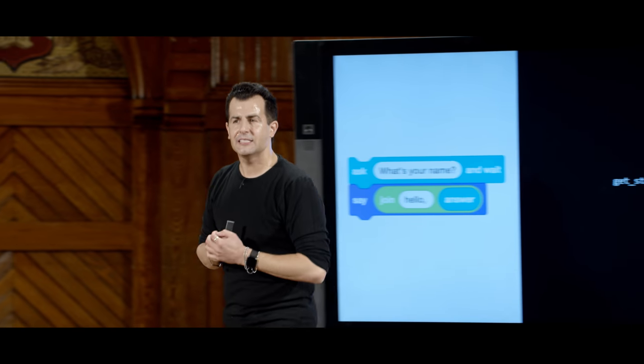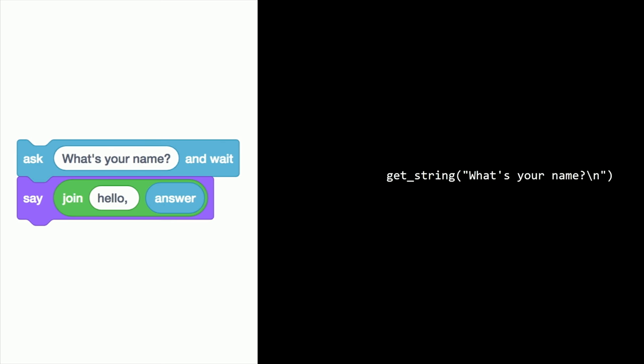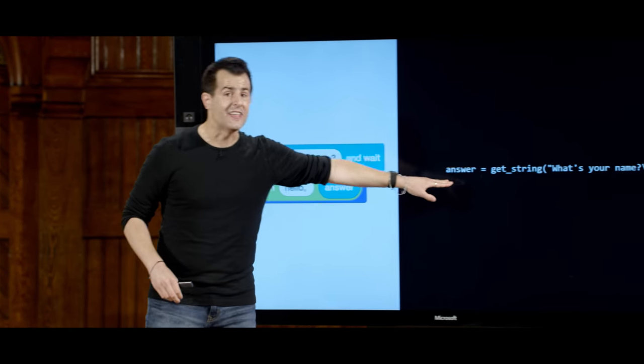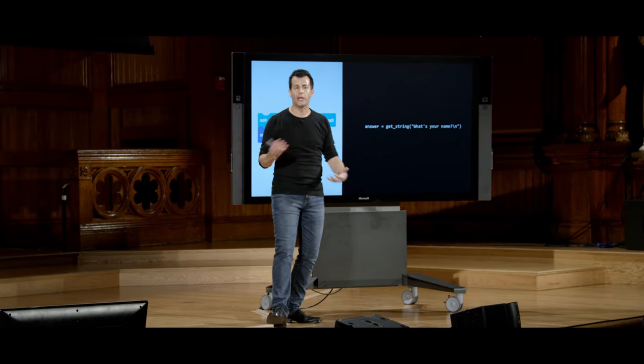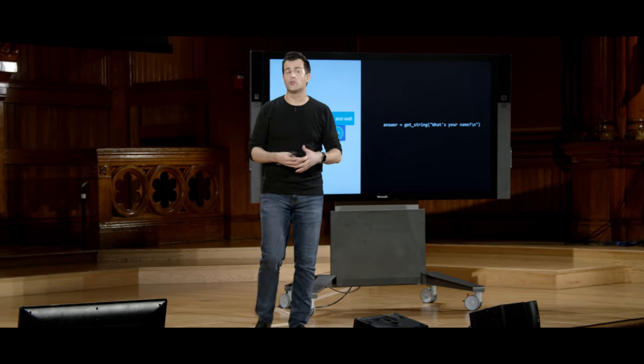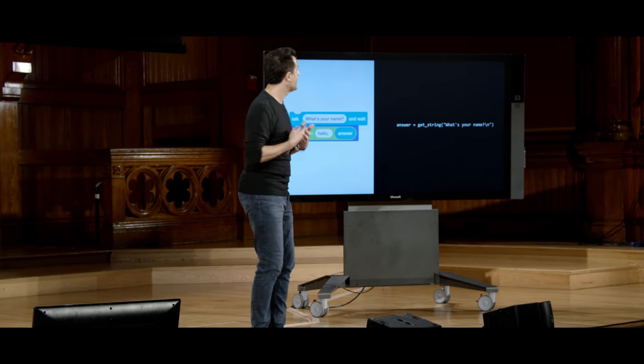Now, once I ask the user for their name by way of this getString function, I need to do something with it. And in C, the way you do this is you literally give yourself a variable, which is a piece of storage for a value. And I'm going to go ahead and call it answer, just like Scratch did. But in C, I can call this anything I want. I could call it x, y, z. None of those are very descriptive. So I'm going to call it answer instead. You can use any word.